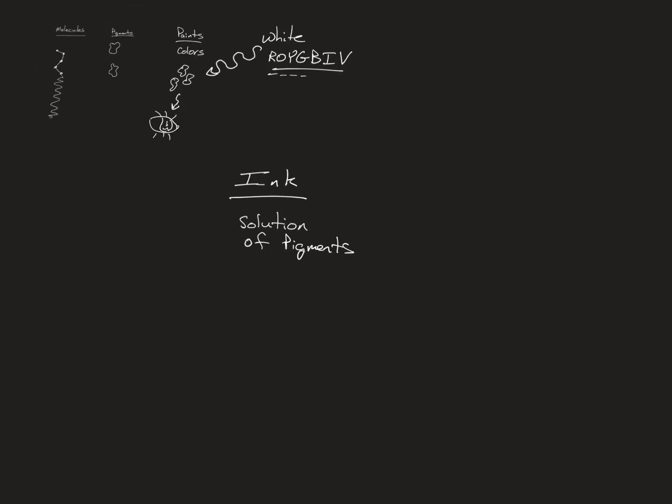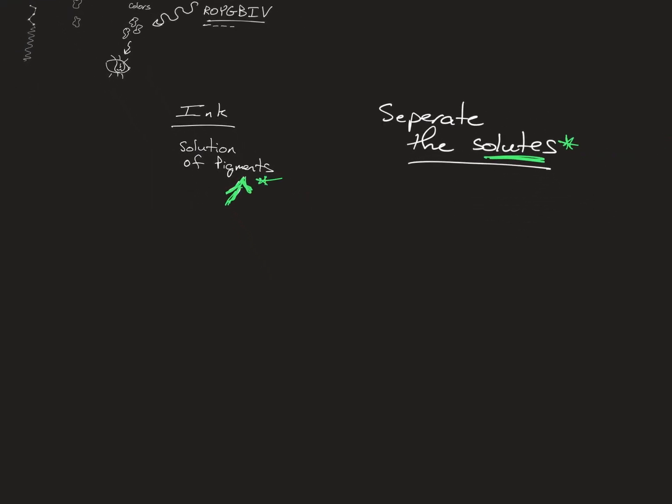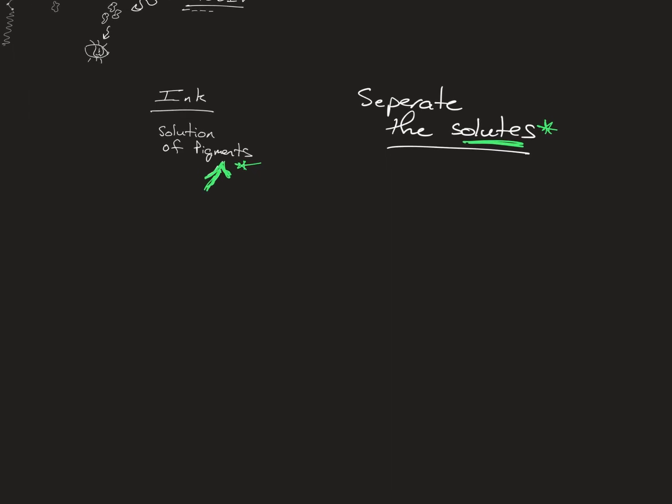And what you're going to do is you're going to separate the solutes. What are the solutes? The solvent is something we'll talk about in a minute, but the pigments are the solutes. All right, the pigments are the solutes. Those are the things that are dissolved in the ink, and you're going to separate it.